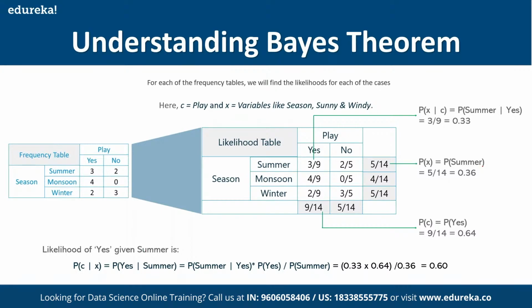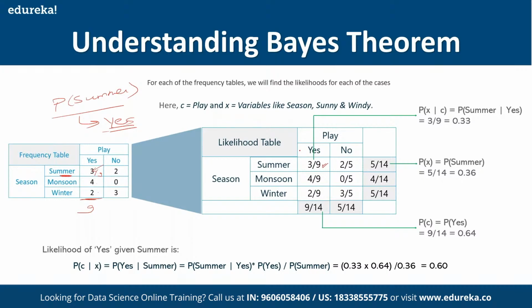Let us understand it now in probability terms. Suppose I tell you today is summer. What is the probability of you playing football? Given it is summer, what is the probability that you will play football? The answer will be 3 plus 4 plus 2, which is 9. So 3 divided by 9 will be the probability of you playing football given it is summer.